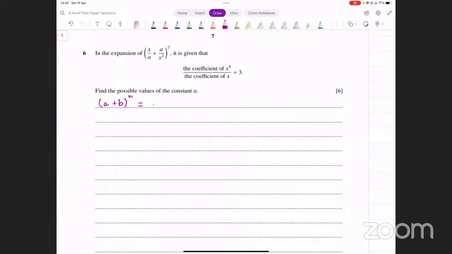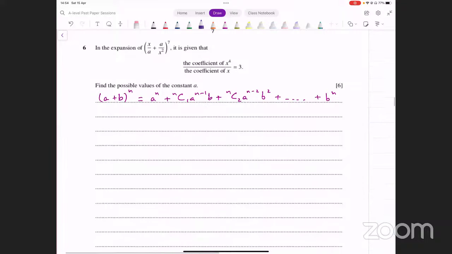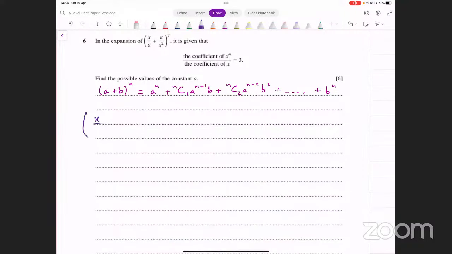Now, what does the formula look like? a raised to power n plus nC1 into a raised to power n minus 1 times b, plus nC2 into a raised to power n minus 2 times b squared, and so on up until you have b raised to power n. That's what the formula looks like. Okay, what we will do is apply the formula on this expansion: (x over a plus a over x squared) whole raised to power 7.